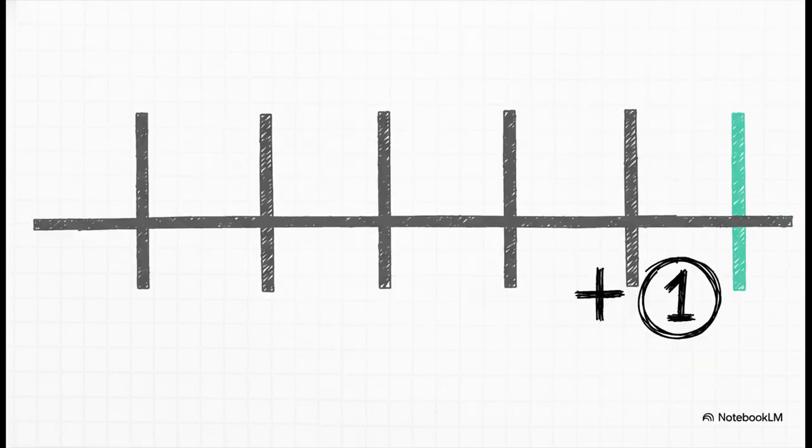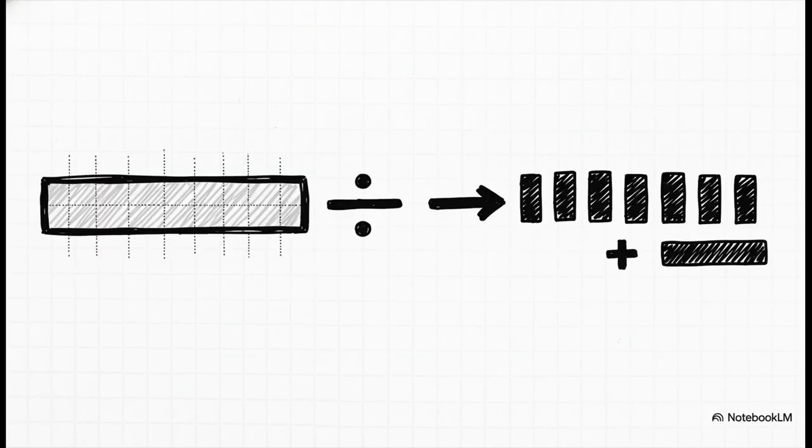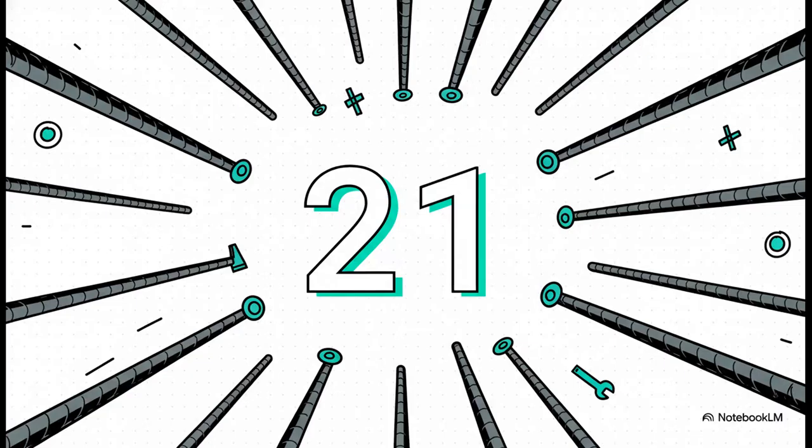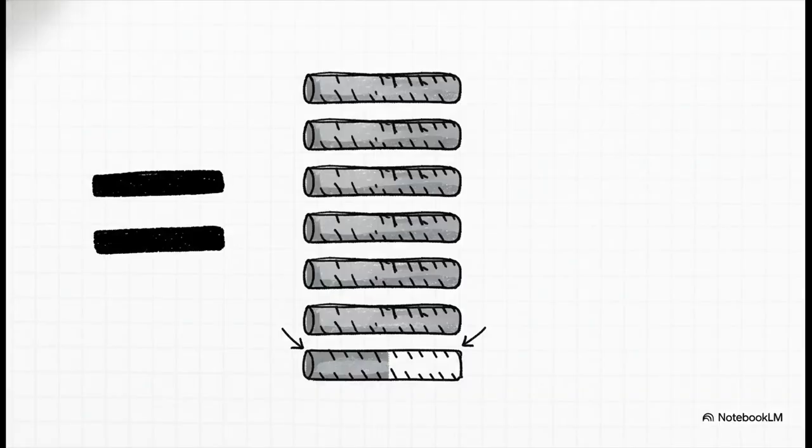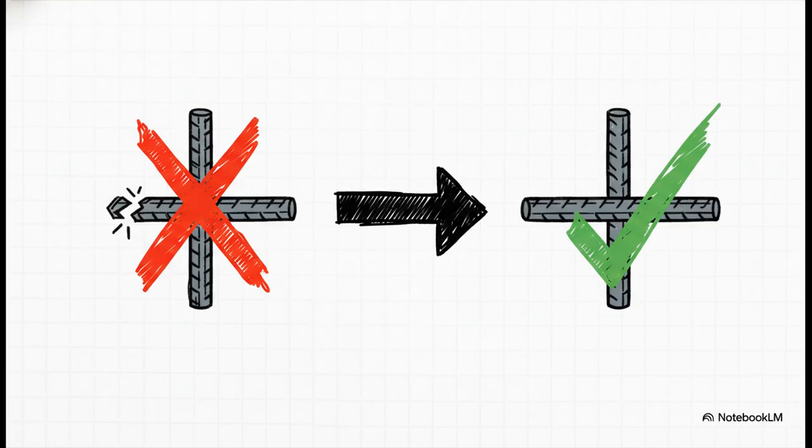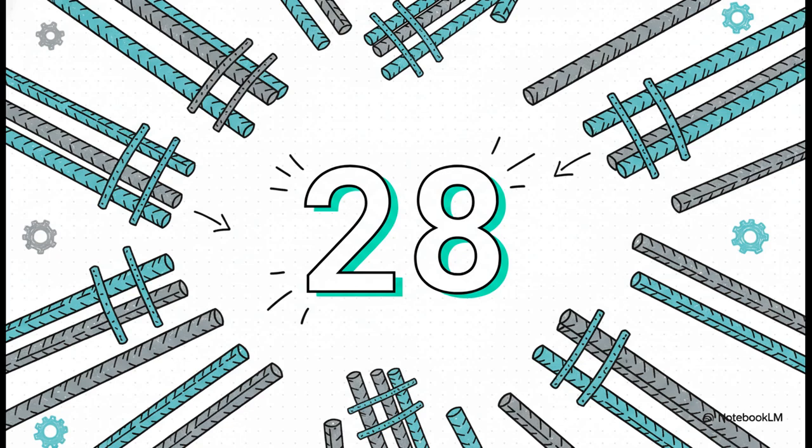The formula's pretty simple, and that +1 is super important, because it includes the very first bar. So for the main bars, we take 3,000 millimeters, divide by 150, and then add 1. And boom, that gives us exactly 21 main bars. Now we just do the exact same thing for the distribution bars along that 4-meter length. But you can't put part of a bar on site, right? So you always have to round up, which means we're going to need 28 distribution bars to get full coverage.